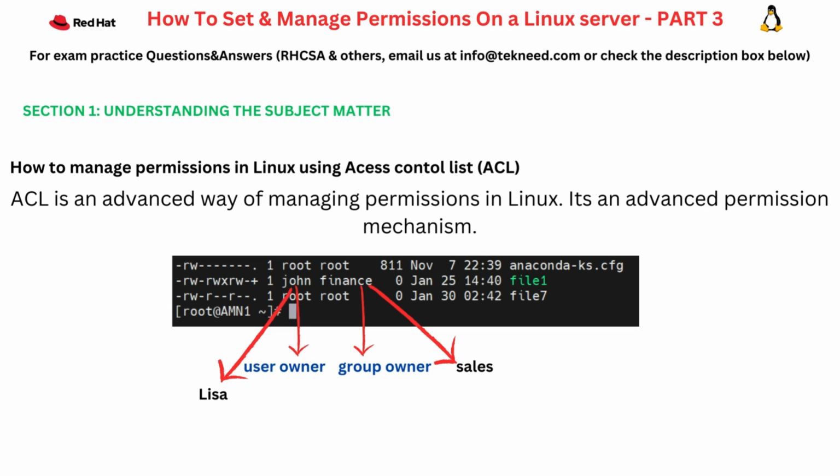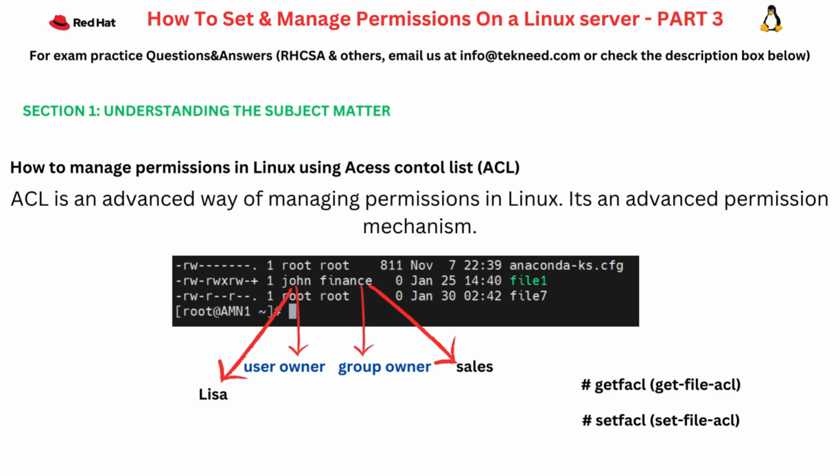Like I mentioned, access control list is an advanced way of managing permissions in Linux. And there are two important commands you must know how to use with access control list. They are the getfacl command, meaning get file access control list, and this command is used to verify the ACL permissions. And the other command is the setfacl, meaning set file access control list, and this command is used to set the ACL permissions. There is other information about ACL I will encourage you to learn in the documentation, so I'll be dropping the link to the documentation in the description box below.